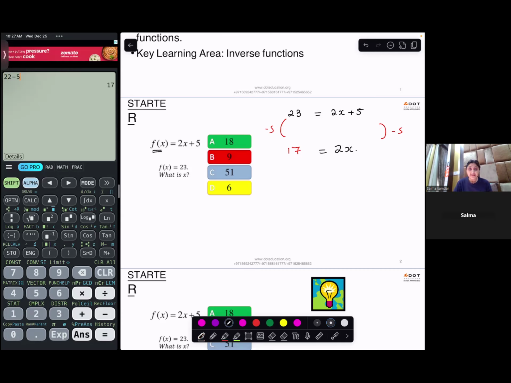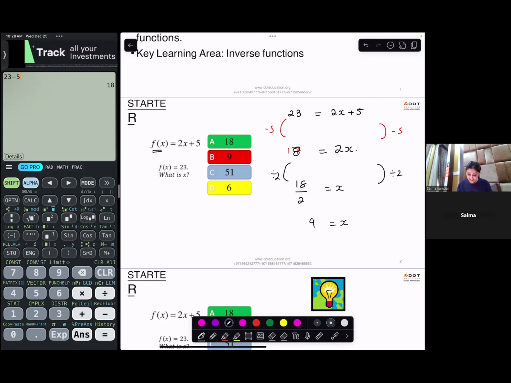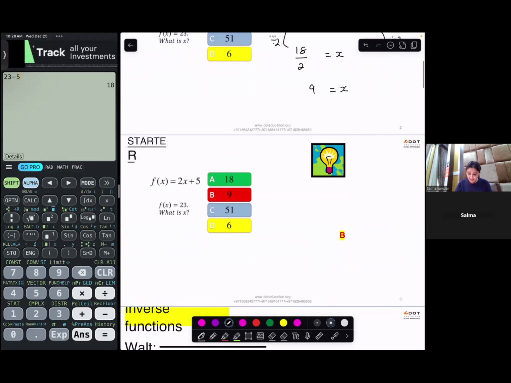23 minus 5, that is 18. 18 is equal to 2x. Now I will divide both the sides by 2. So it will be 18 by 2 is x. So my x is going to be 9. So the answer is option B. This is the answer to your starter.